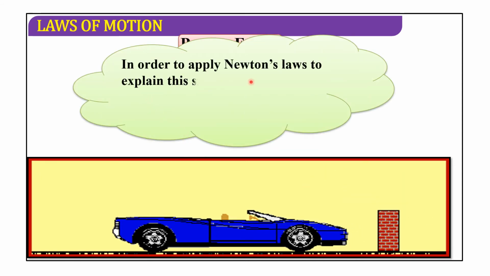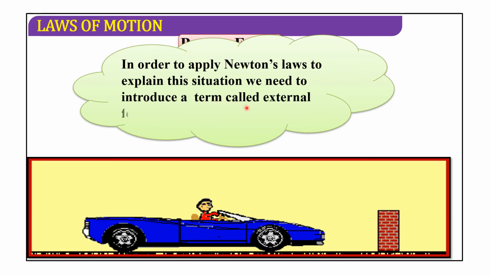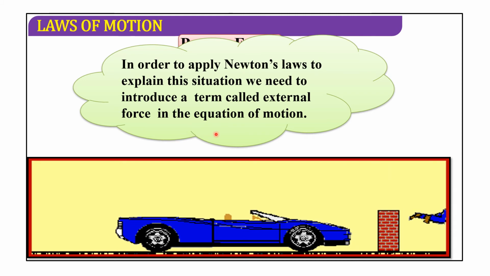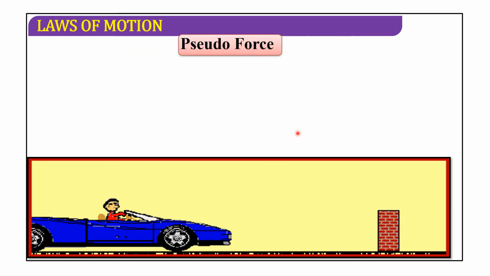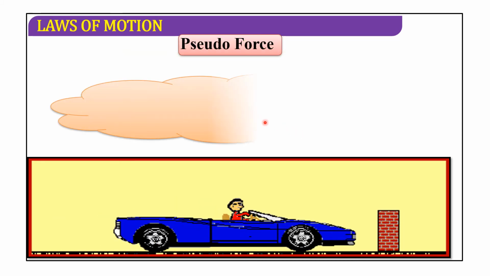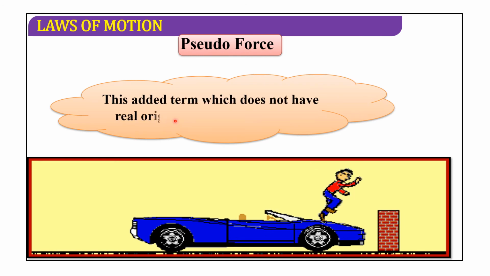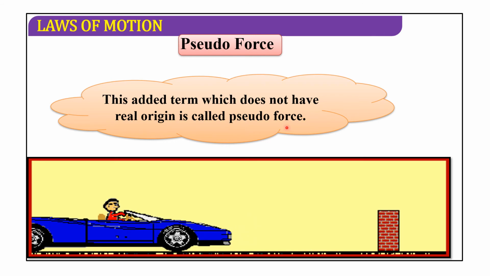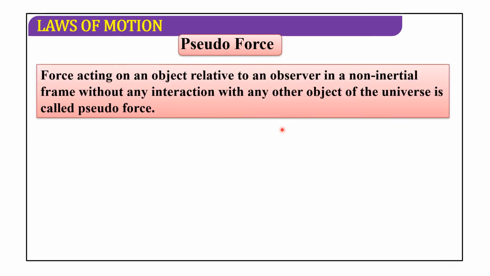So, in order to apply Newton's laws to explain the situation, we need to introduce an additional force term in the equation of motion. That is pseudo force. This added term, which does not have a real origin, is called pseudo force. The force acting on an object, related to an observer in a non-inertial frame without any interaction with any other object of the universe, is called pseudo force.